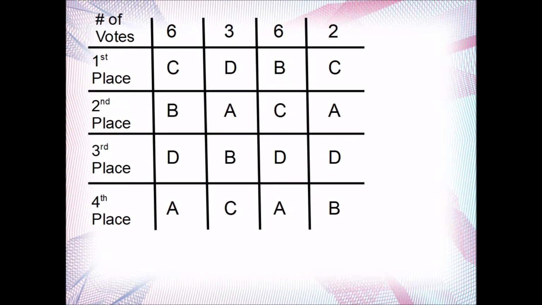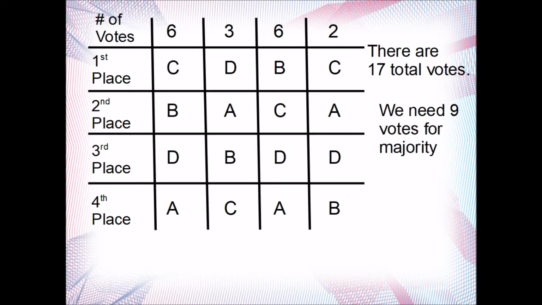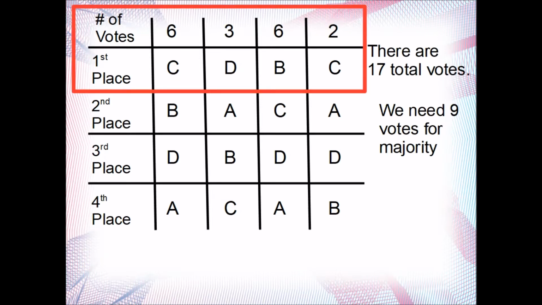First, we need to determine how many total votes there are. So we just add up the numbers along the top. Got 6 plus 3 plus 6 plus 2. That makes 17. So there are 17 total votes. Half of 17 is 8.5, so that means that we need 9 votes for a majority. So let's look at the first place votes, which I have put in the lovely red box there.